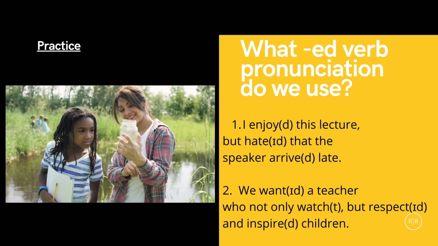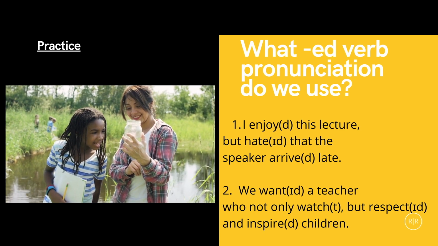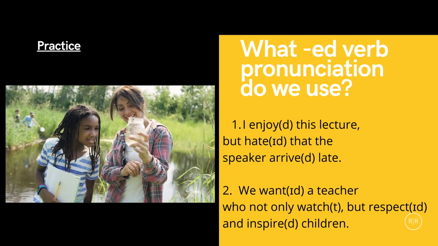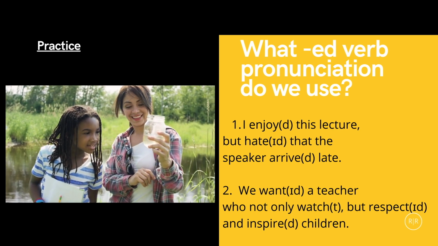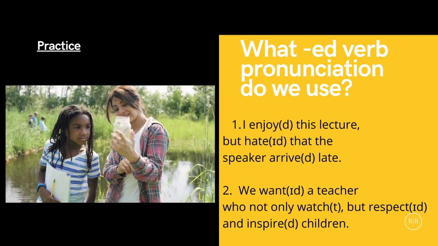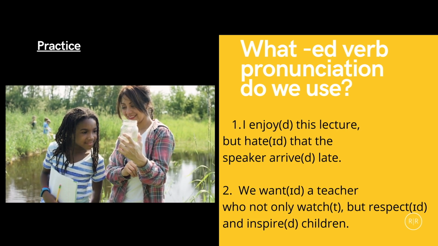Now let's have a look at our second sentence. We wanted a teacher who not only watched, but respected and inspired children. Let's take a look at our first verb in that sentence, want. Want falls into category 2 because it ends in a t or a d sound, so we know it takes that ed verb ending id.